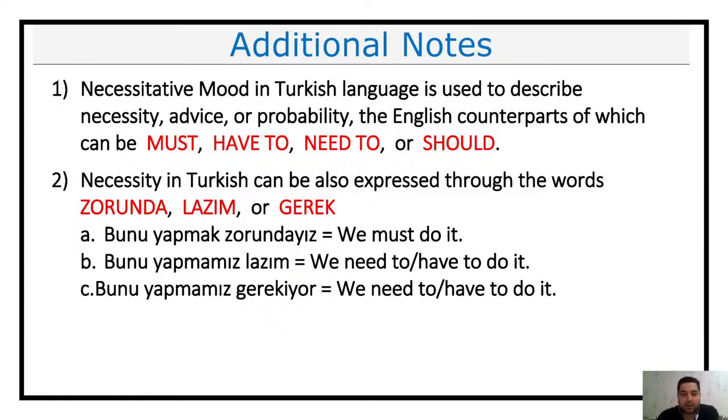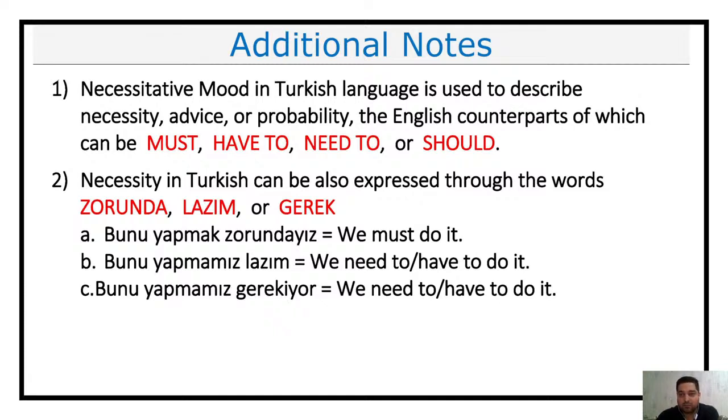Let's hear the examples for only the first person plural, we. So bunu yapmak zorundayız. We must do it. Whenever you say zorunda, it only has one meaning. It only has the meaning of must. So zorunda means a must. There is no advice or any kind of probability. It's only must. Second, bunu yapmamız lazım. We need to or we have to do it.